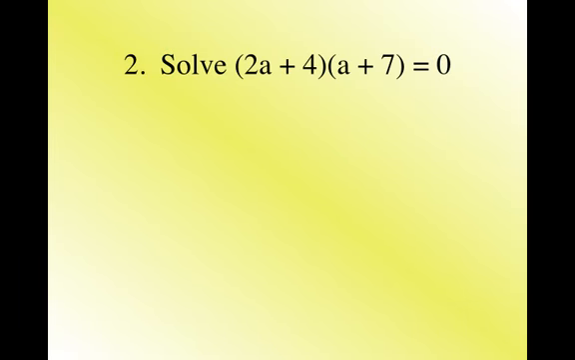Okay, let's try another example. In this example, we have a factored problem on the left-hand side of the equal sign, and it's equal to 0. Again, we have two terms, 2a plus 4 and a plus 7. Terms are going to be separated by parentheses. So we're going to write two equations here. We're going to set them both equal to 0 to determine what a could be. So 2a plus 4 equals 0, a plus 7 equals 0. Go ahead and take a second to try to solve each of these equations.